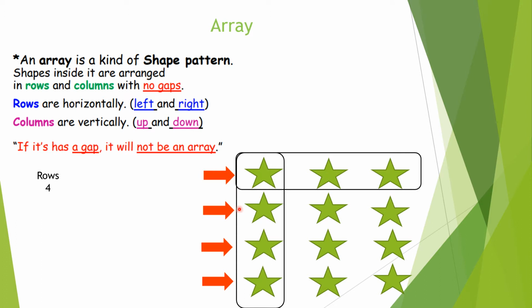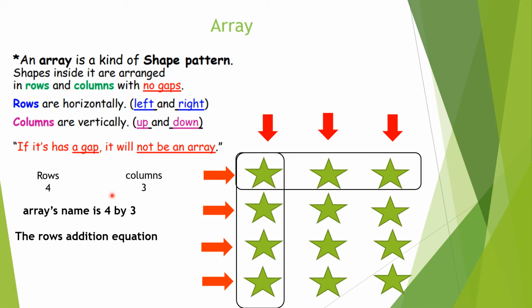This is called a column. Let's see how many columns this array has. 1, 2, 3 columns. So this array has 3 columns. So what is the name of the array? We take the name of the array from the number of rows and the number of columns that it has. So it has 4 rows and 3 columns. So the name of this array is 4 by 3, 4 rows by 3 columns.